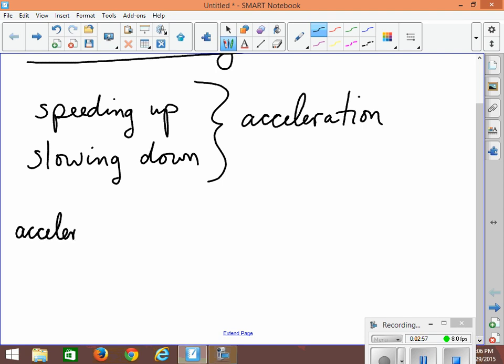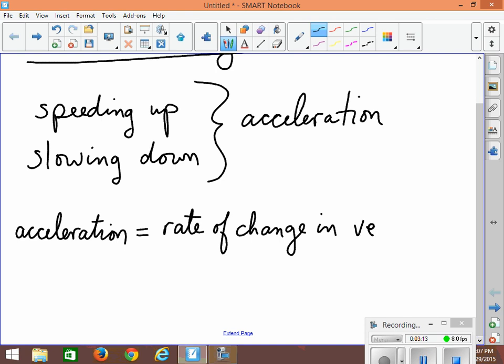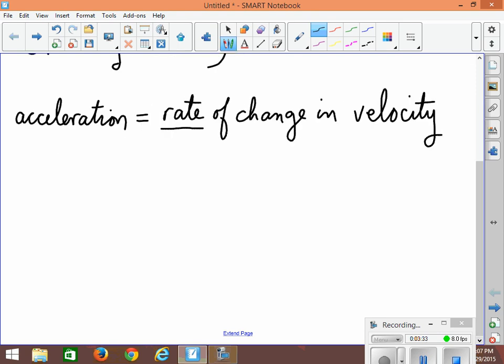Acceleration is equal to the rate of change in velocity. Velocity tells us how quickly you're moving from place to place, and if you change your velocity, then that would mean that you have to accelerate. And the rate of change implies that we want to know how much time is involved. How quickly are you changing your velocity?